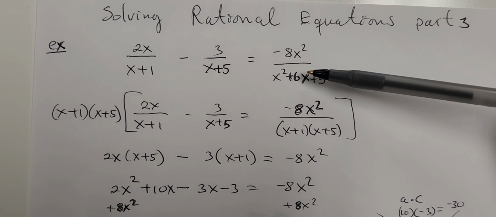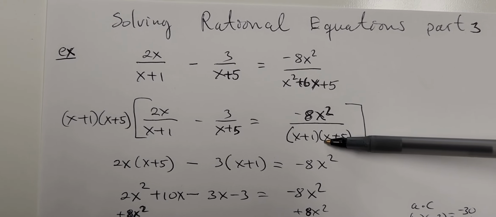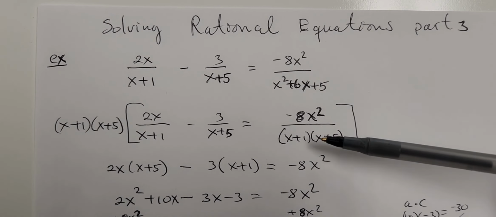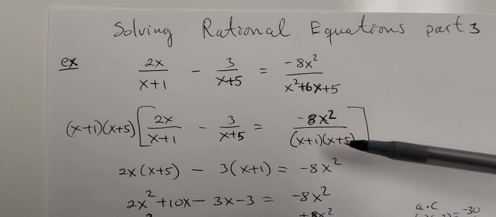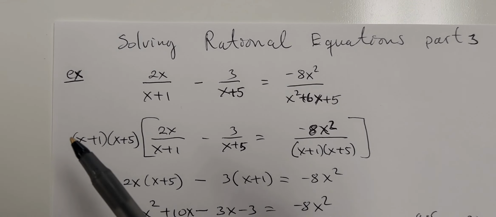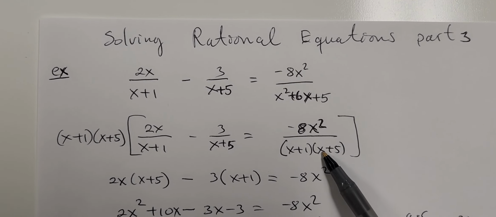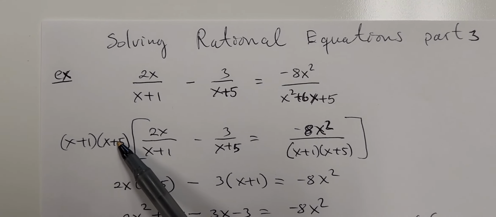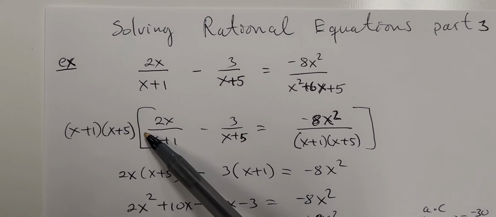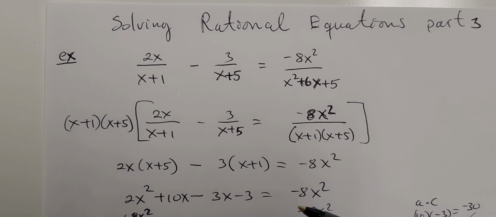The reason why we need to factor this denominator is so that we know what the denominators are. As you can see, x plus 1 and x plus 1 are the same, so we just write it one time. Here, same thing, x plus 5 and x plus 5 are repeated, but out here, we just write it one time. And the reason why we are using the denominators is so that we can multiply and cancel out its own denominator.